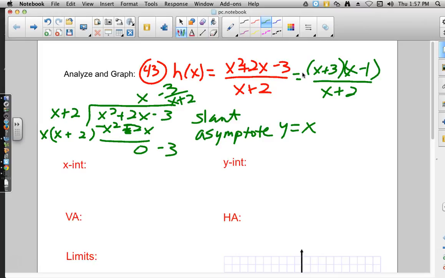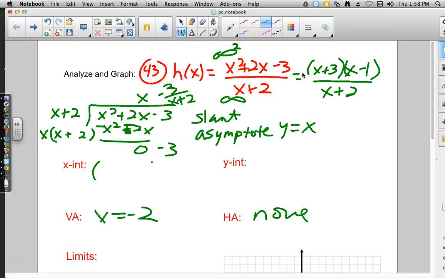All right, asymptotes. Well, vertical asymptote comes from the denominator equaling 0, so that's going to be x equals -2. Horizontal asymptote, well, if we have infinity squared over infinity, we're still going to have infinity if we cancel one of those out. So we don't get a horizontal asymptote. It does not have any.